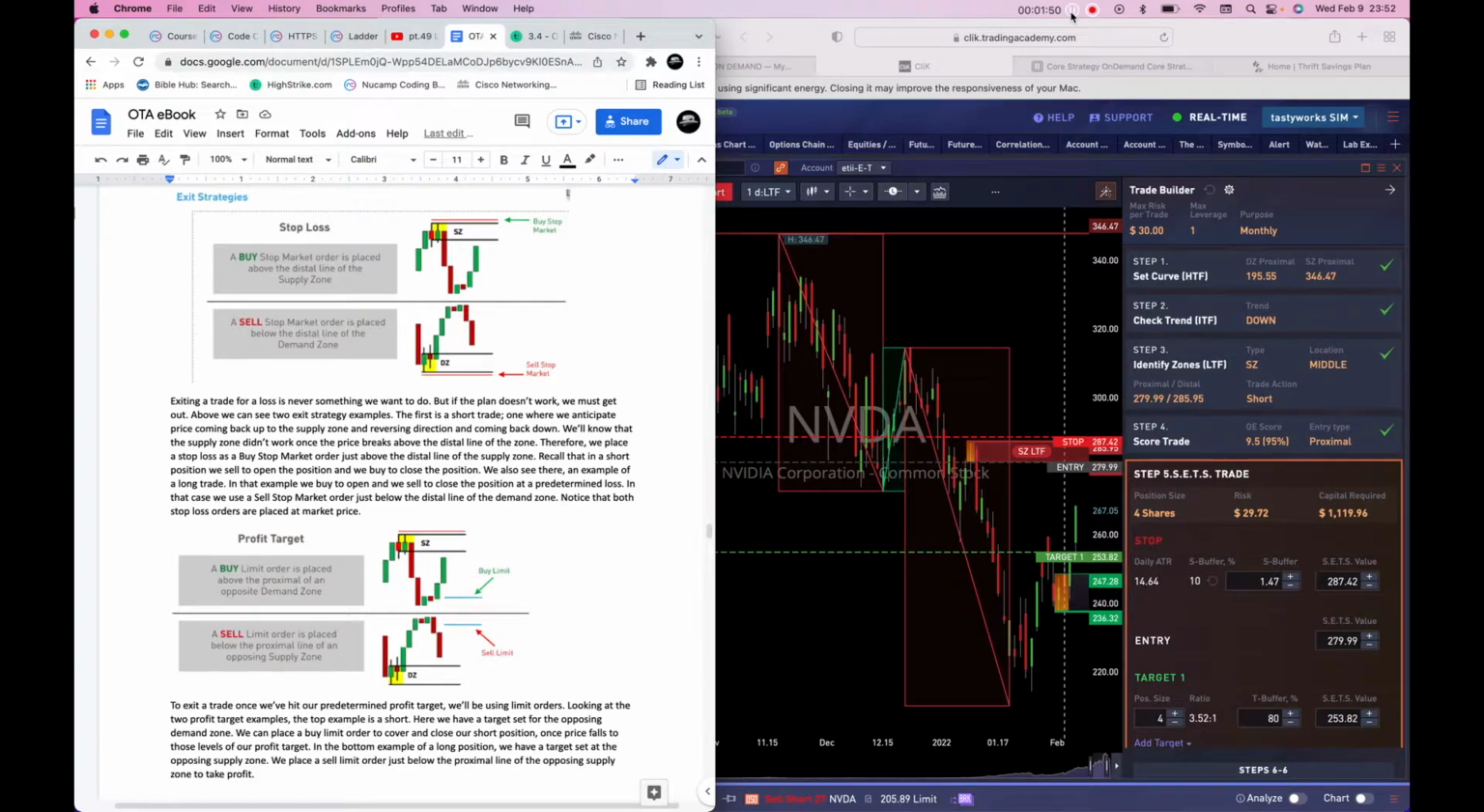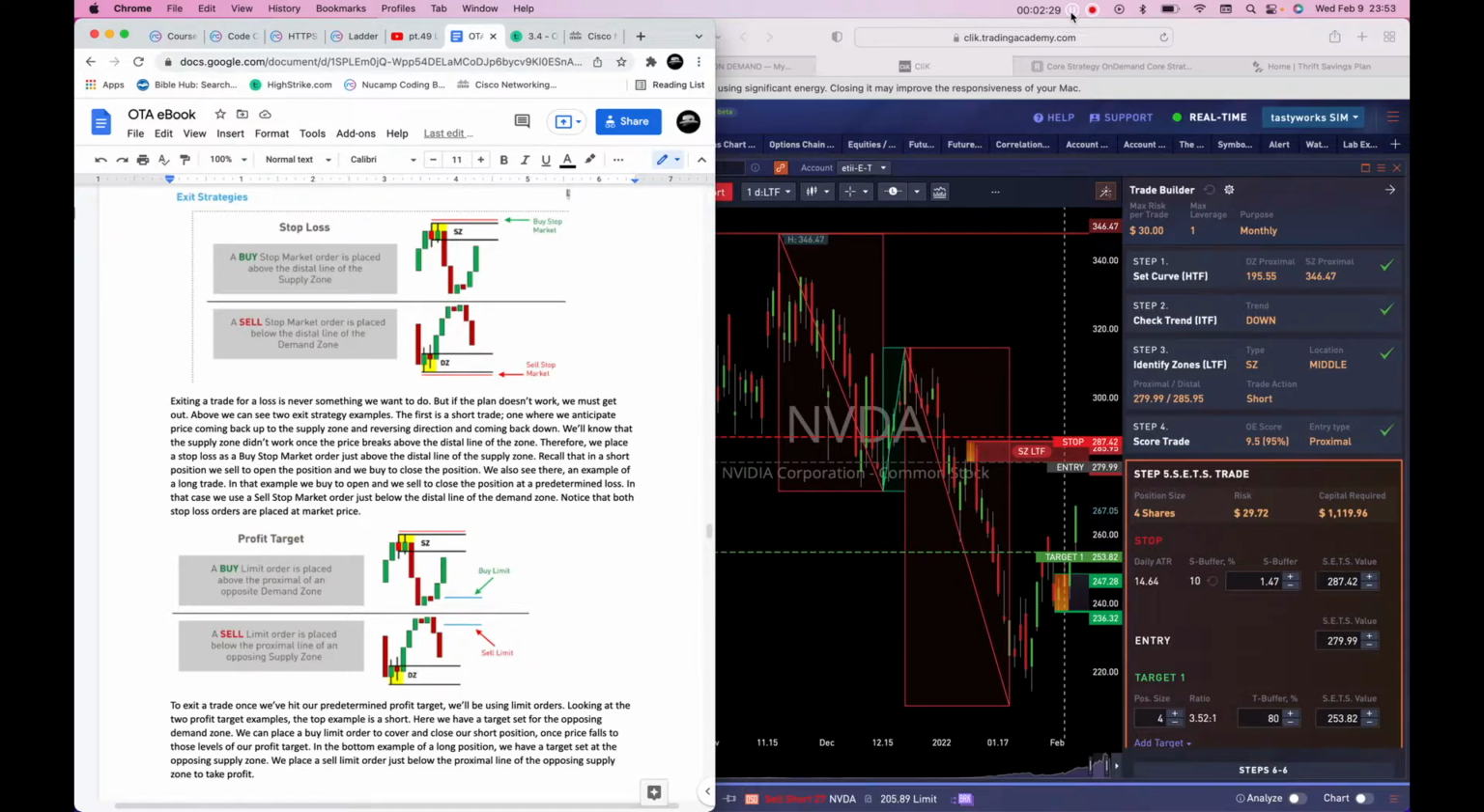Now above in the top left side of the screen, we can see two exit strategy examples. The first example is a short trade. This is one where we anticipate price coming back up to the supply zone and reversing direction and coming back down. We'll know that the supply zone didn't work once the price breaks above the distal line of the supply zone. Therefore, we place a stop loss as a buy stop market order, and we place it just above the distal line of the supply zone.